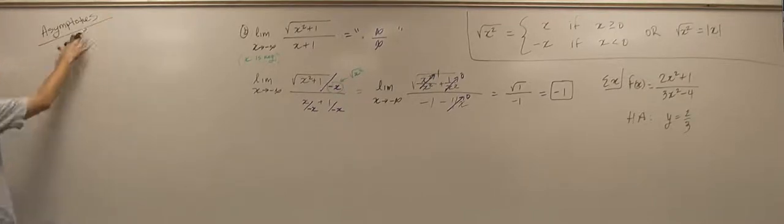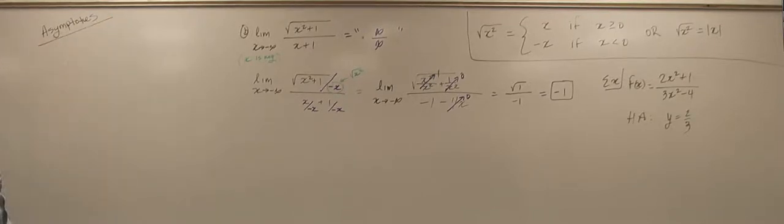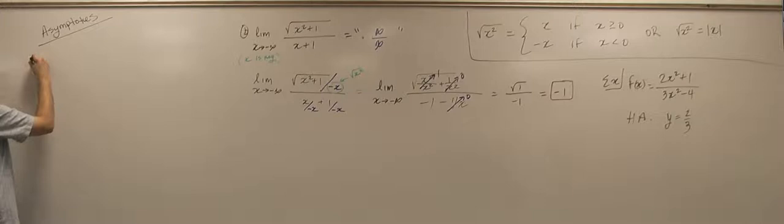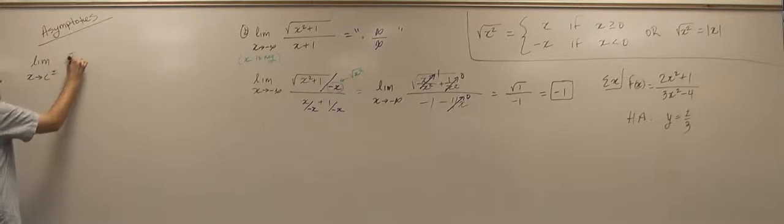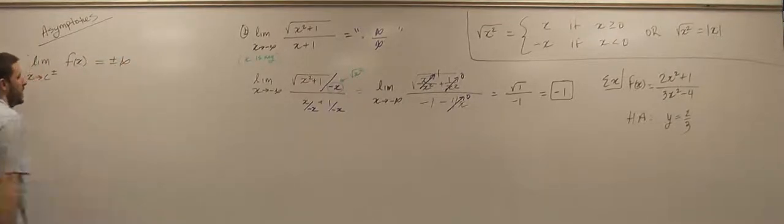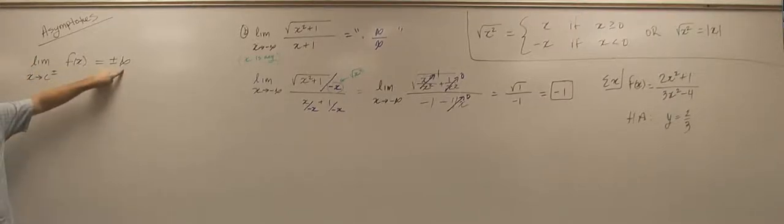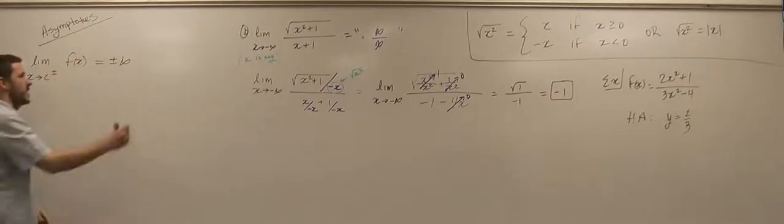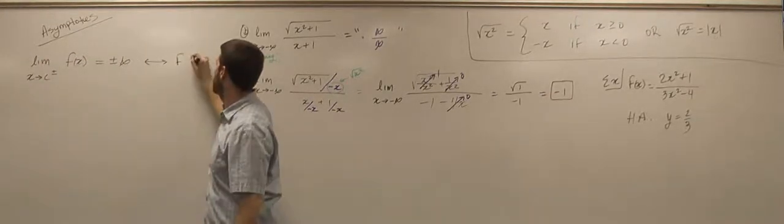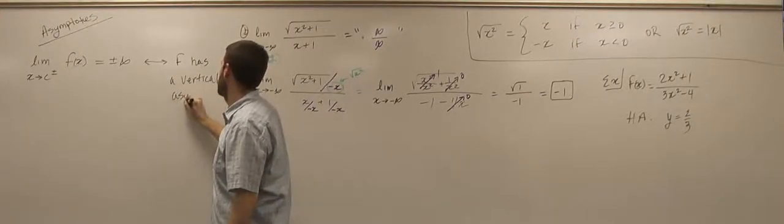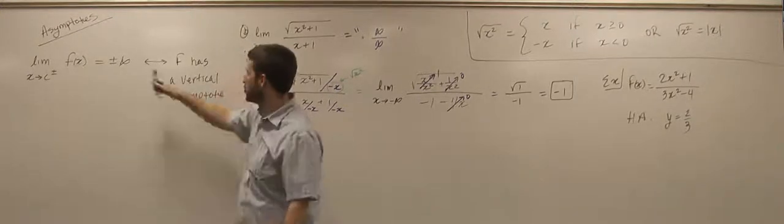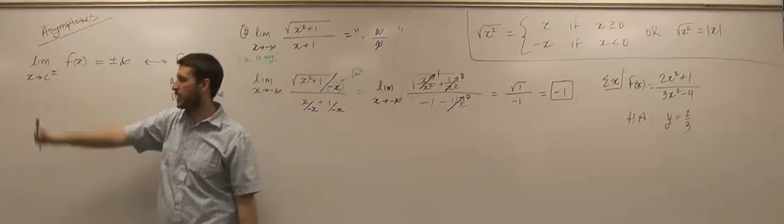Just so you understand the calculus definition of an asymptote, saying that if you say the limit as x goes to a constant from either the positive or negative of a function equals some kind of infinity. So if you do a limit from either side and you get infinity, that means you have a vertical asymptote. Okay, so this is the same thing as saying f has a vertical asymptote. Right? Because you're shooting off to infinity in the middle of your function.